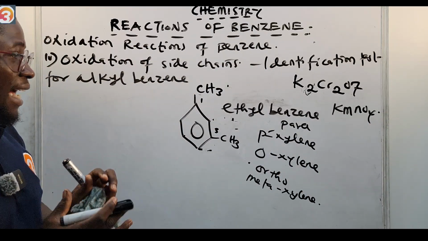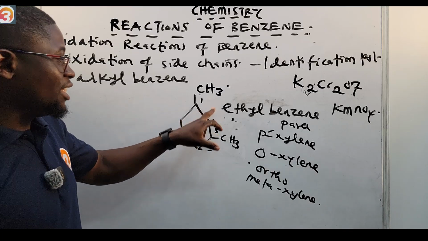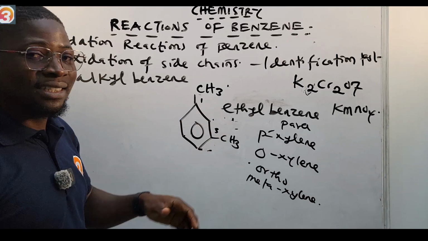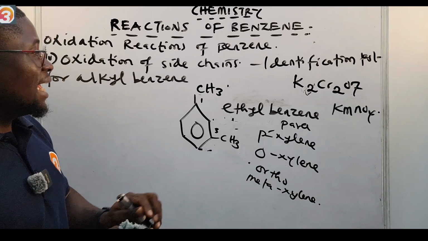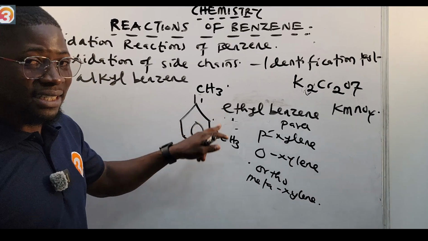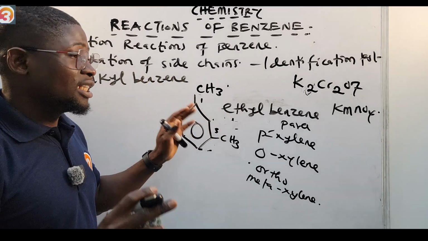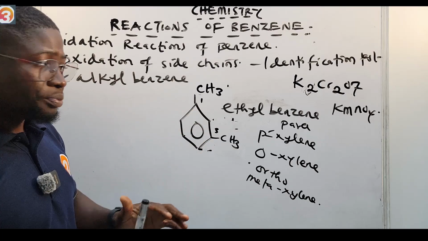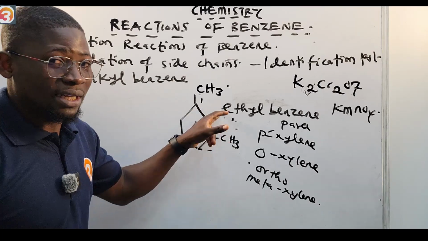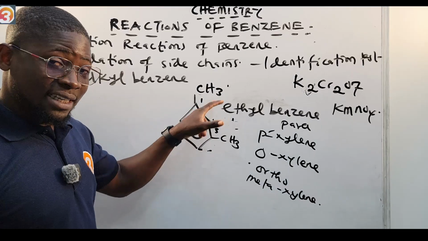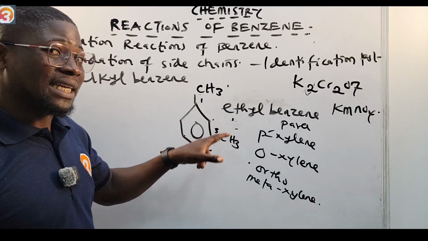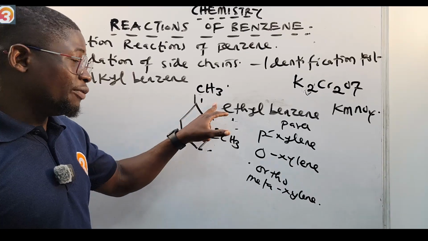What they oxidize is the side chain. They oxidize this side chain to carboxylic acid groups. It may be either carboxylic acid or dicarboxylic acid, depending on how many side chains are present. For example, here, if this is a xylene, now we have 2 methyl groups attached to the benzene ring. So that will give us a dicarboxylic acid.